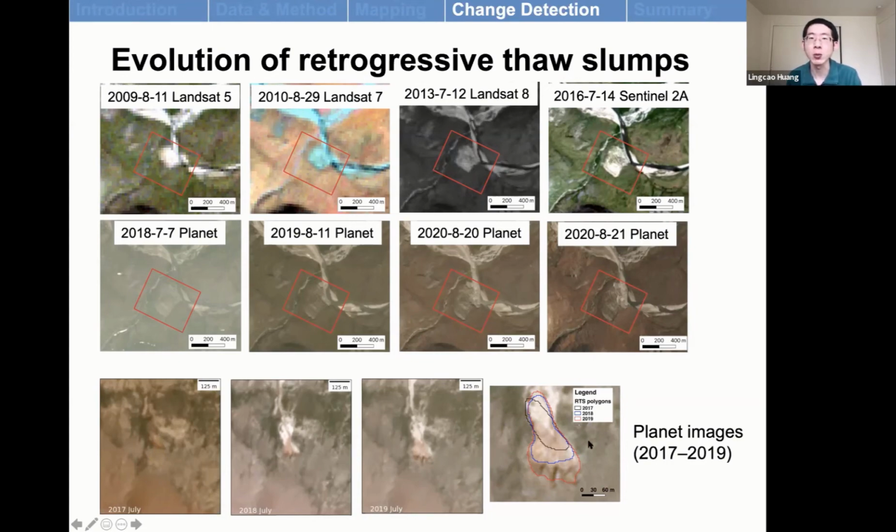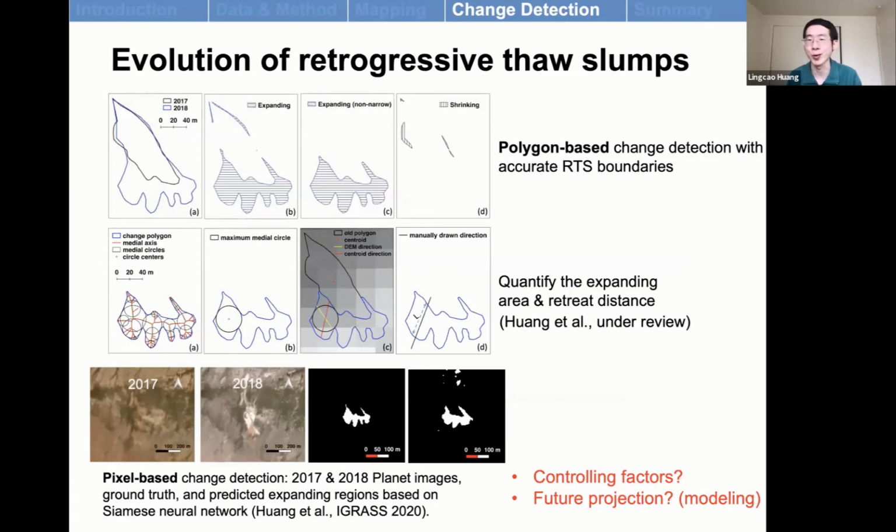So I also did a little bit of work on retreat detection. Retreat detection is actually two questions: when the thaw slump initiates, and once it initiates, for each year, how many meters the head wall retreats towards upslope. This work is a little step to address this question.